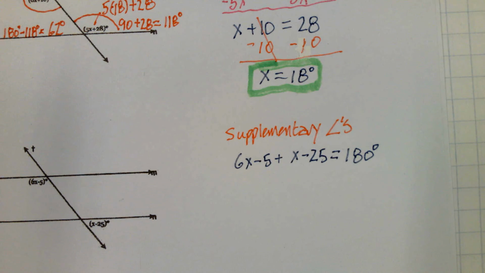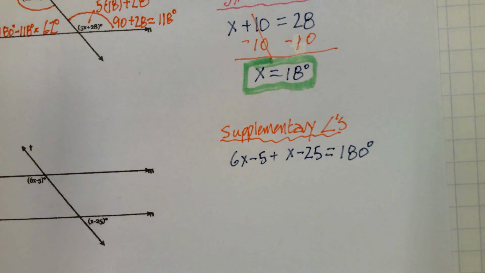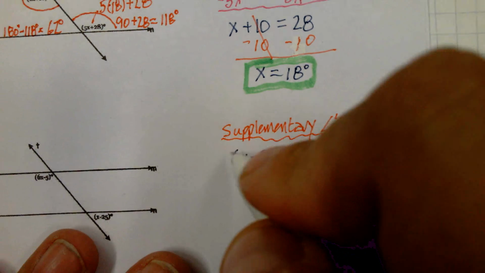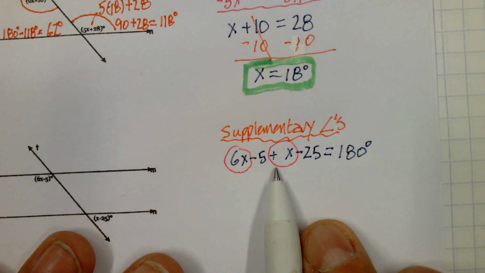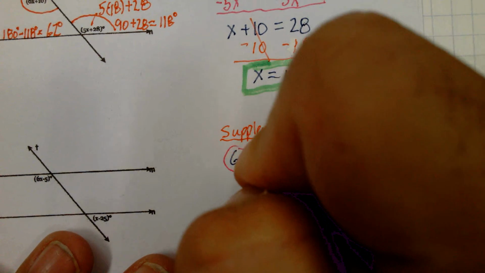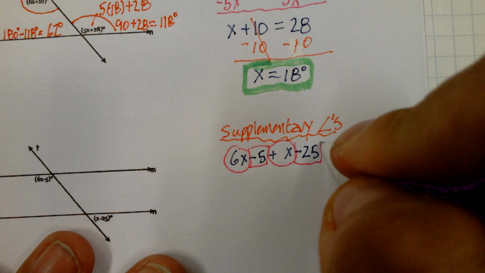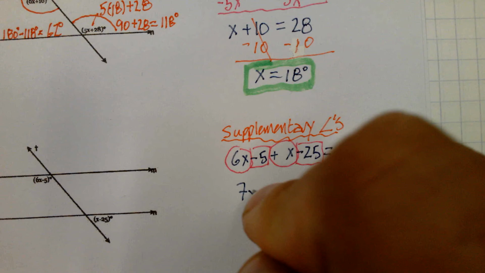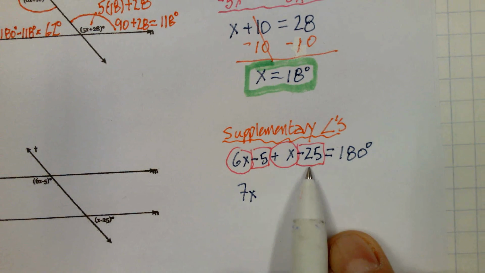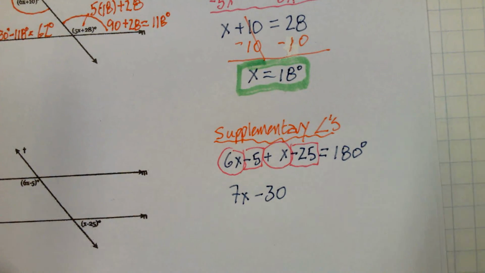All right, so let's get going with this. We've got to combine a bunch of stuff. It's all on the left side, so combine your x's together. Notice I grabbed the plus or minus sign in front of each one of these. So I'm going to combine 6x with x, minus 5 with minus 25. And let's see what we get. 6x plus another x makes 7x. Minus 5 and minus 25, you add those together, you get minus 30.